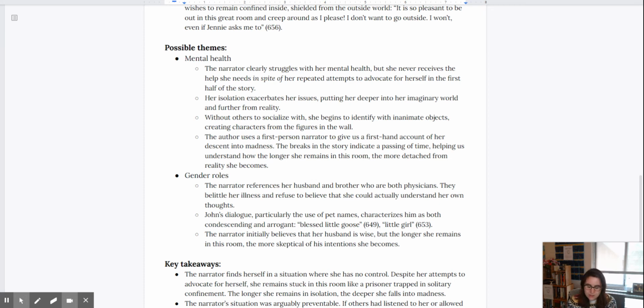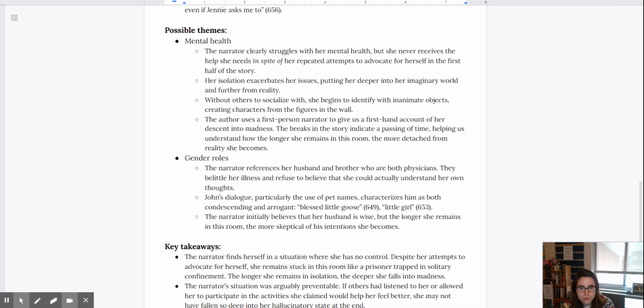If you pay attention to John's dialogue throughout this, you'll also notice that he uses language that's very belittling. So you may want to unpack his characterization as an arrogant man because he uses words like blessed little goose or little girl to make her seem like less than him. And that's an important theme that you can unpack because, again, her husband is in control of what happens to her in this story. So what should we take away from this story?